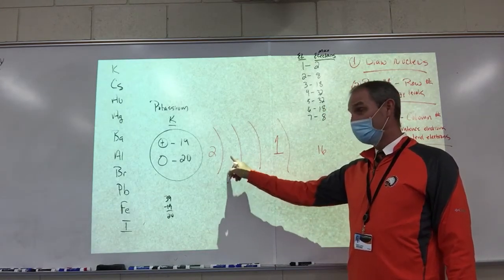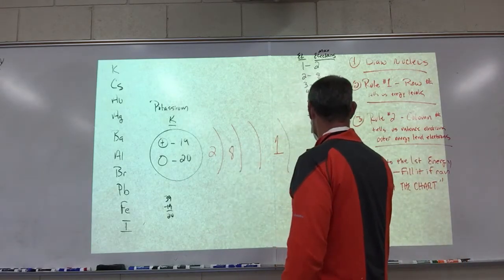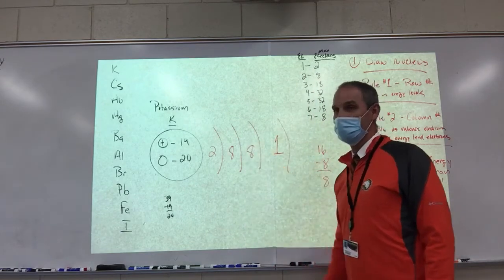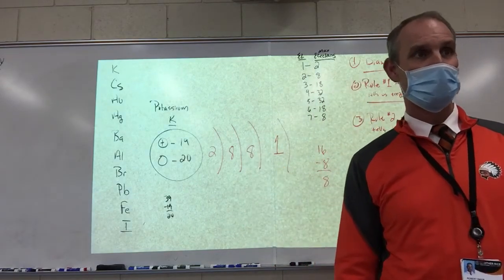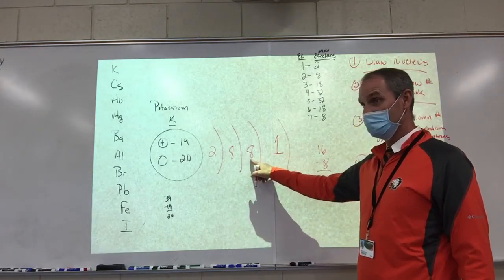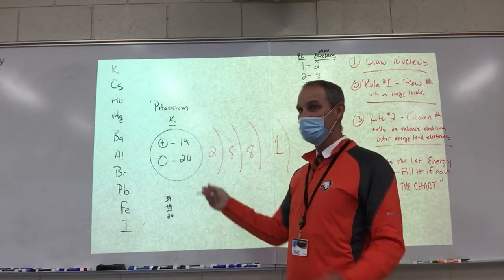You then have to go through and fill them up and make sure they add up to 19. Right, so how many can this hold? 8. I'm left with 8 more. Can this one hold 8? Yeah. There's potassium, guys. You want to check? 2 plus 8 is 10, plus 8 is 18, plus 1 is 19. 19 negatives, 19 positives. Atom's neutral.